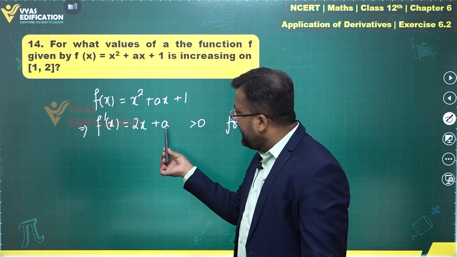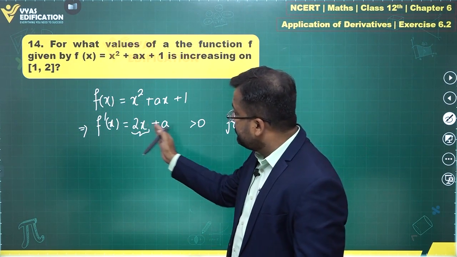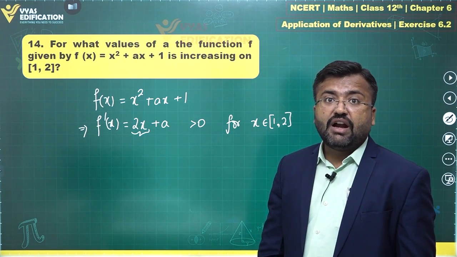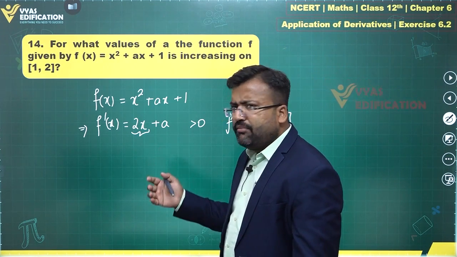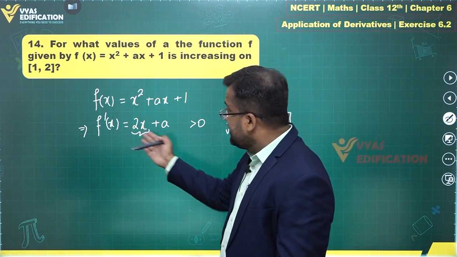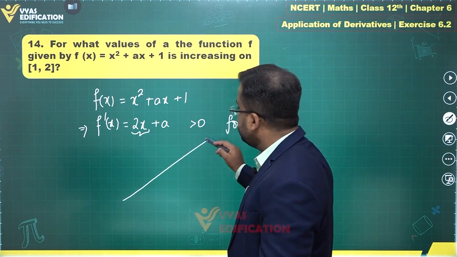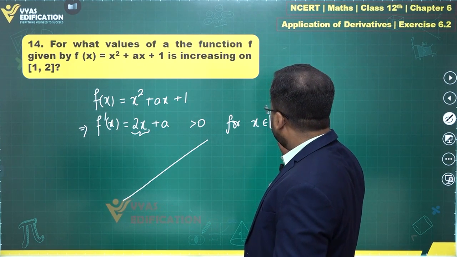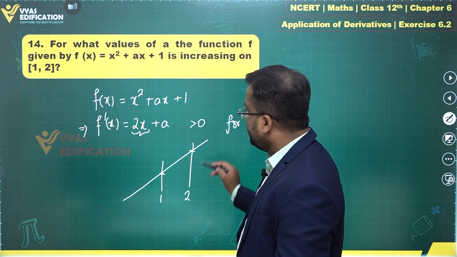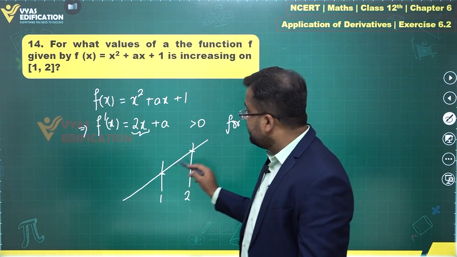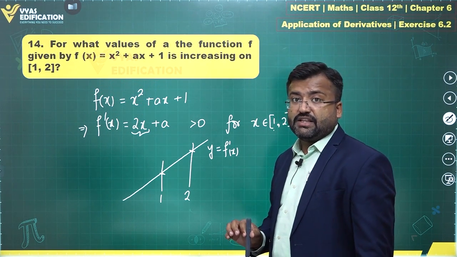And as you may observe, a is just a constant quantity. 2x is a positive number. This f prime x, what kind of a function is it? If you observe carefully, maybe we can take a look at the second derivative, but this is a straight line graph having slope 2. So this graph will move in this way, right? In the interval 1 comma 2, the least value will be at 1. The greatest value will be at 2. This is a graph of y is equal to f prime x.